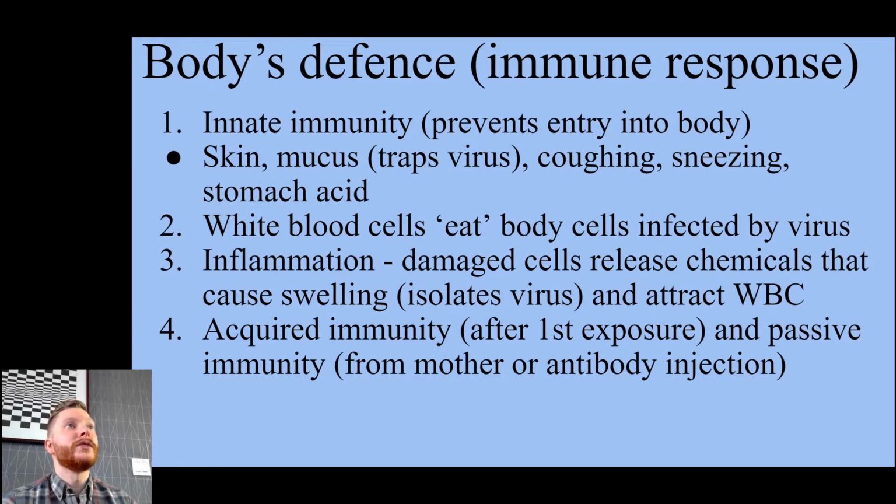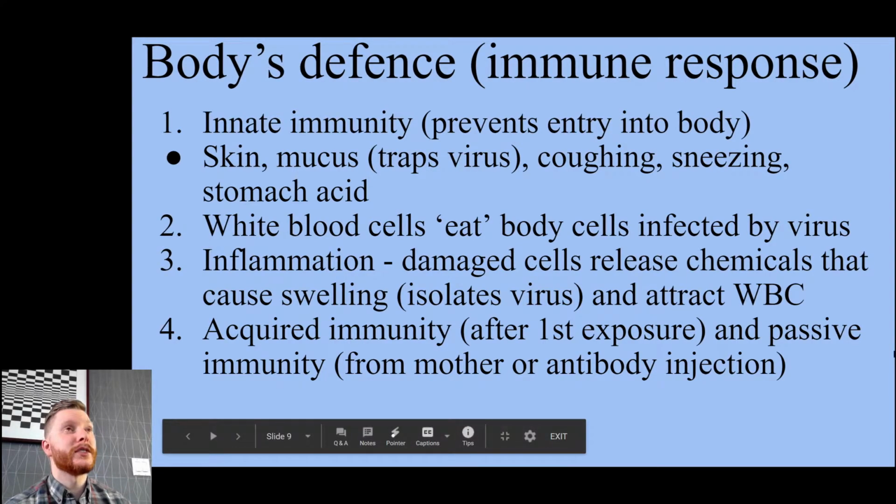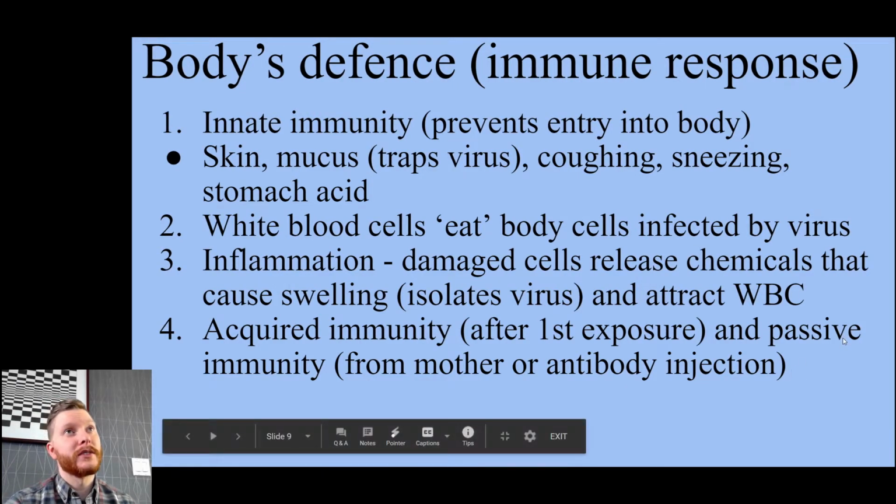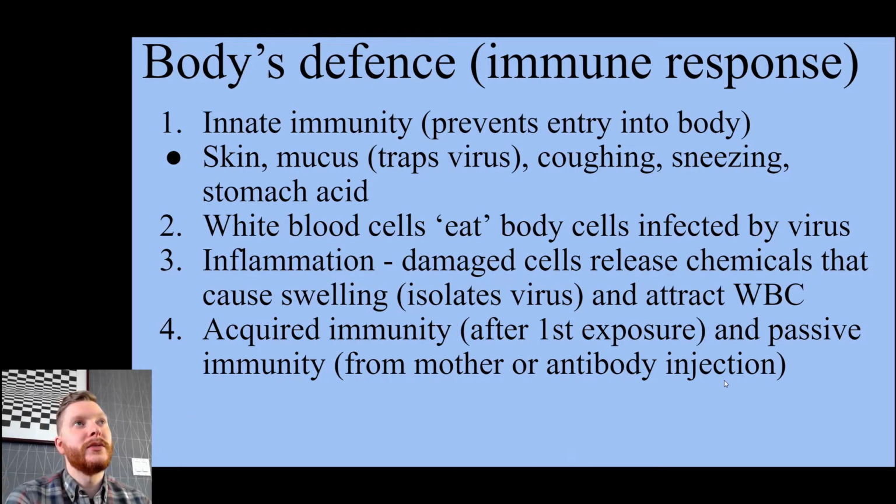Once you have had a virus, you should have acquired immunity. So it says there after first exposure, you can acquire it after your first exposure to the disease. And then it's possible, this is with other viruses, obviously COVID is too new, but it's possible that you get passive immunity from your mother during birth, or as it says here, if there's some way we can inject you with antibodies. But we don't, it's too new.